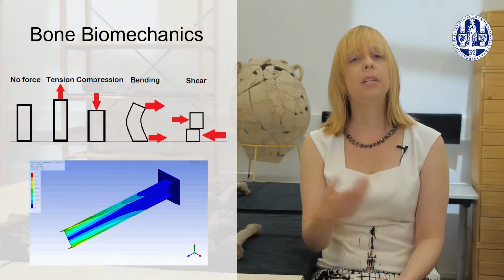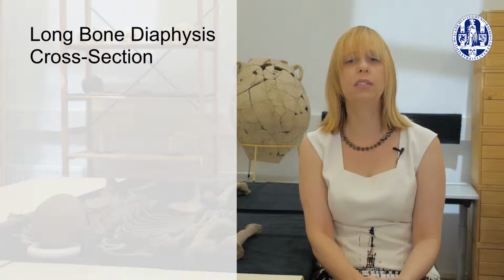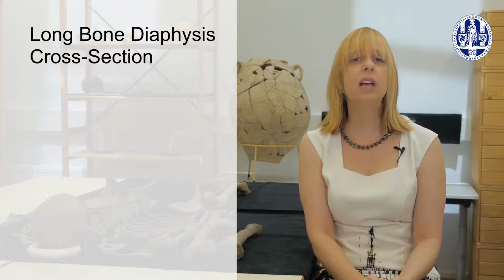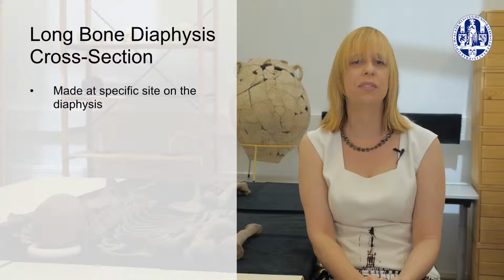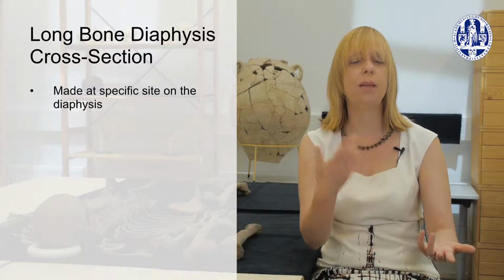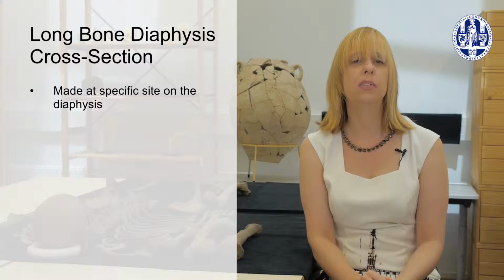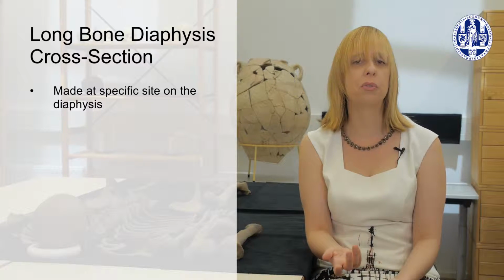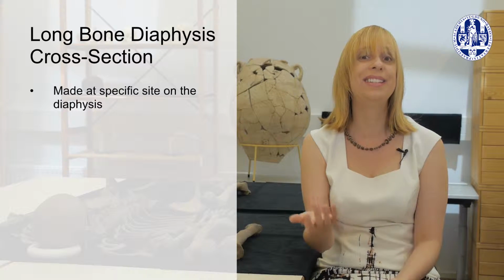The most common application of biomechanics by osteoarchaeologists has been the cross-sectional analysis of long bone diaphyses. In this type of analysis, a cross-section is made at a specific site on the diaphysis of a long bone, allowing the shape of the bone, its diameter, and shape to be observed. The cross-section can be inferred from the bone's exterior dimensions or from X-ray, or most commonly from computed tomography, that is CT scans.